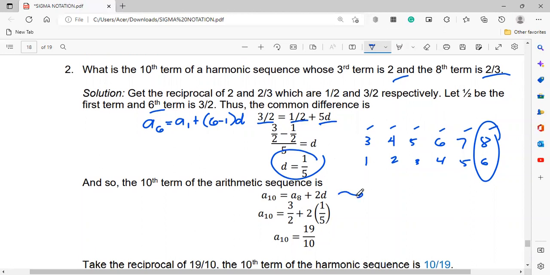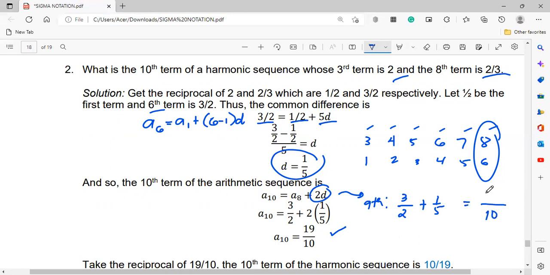So, bakit ito ang ginamit natin, no? A sub 10 is equal to a sub 8 plus 2d because we know that from the 8th term na 3/2, dalawa na lang ang kailangan nating mag-move, no? Para makuha natin ang 10th term. Okay, so ang ibig sabihin nito, the 10th term for the arithmetic sequence is 19/10. Okay, mula sa 3/2, mag-add tayo ng 1/5. This will be the 9th term. So this becomes 1 common difference.